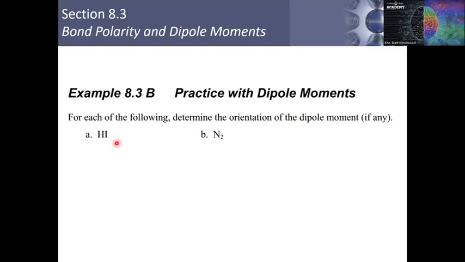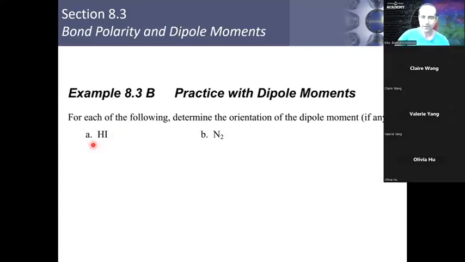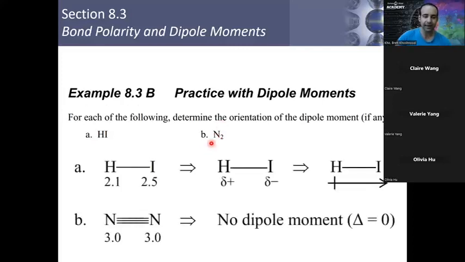But we're going to recognize that our iodine is going to have a stronger electronegativity than hydrogen because it is further to the right. And so therefore our arrow is going to be pointing from the hydrogen, which is more positive, to the iodine, which has more electrons. Our N2, as you can guess, since it is both of the same element, is not going to have any dipole moment whatsoever. So that pretty much concludes our business with the dipole moments.